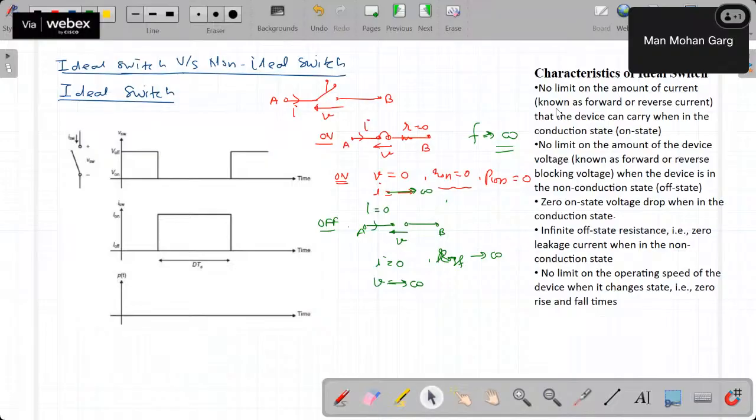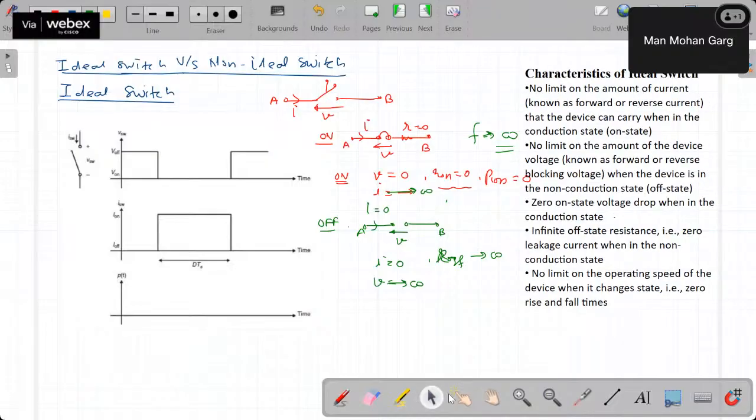These are the characteristics. I hope this is visible too. These are the characteristics of an ideal switch. What we discussed, we have summarized. There is no limit on the amount of current, known as forward or reverse current, that the device can carry when in the conduction state, the on state. So whenever it is in the on state, it should carry any amount of current. That is the first expectation, right?